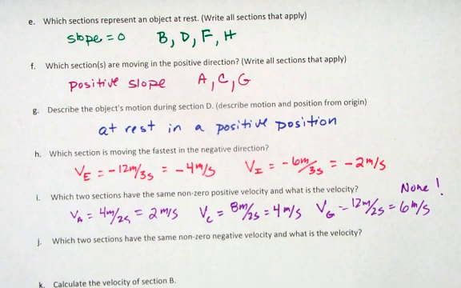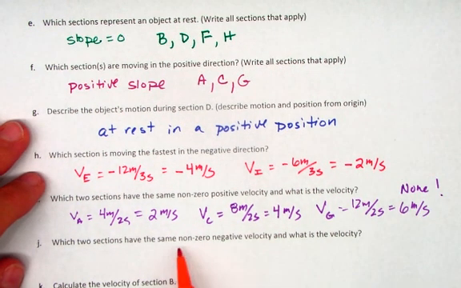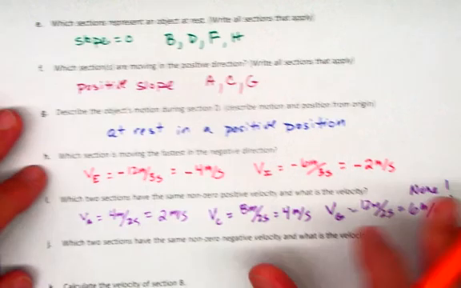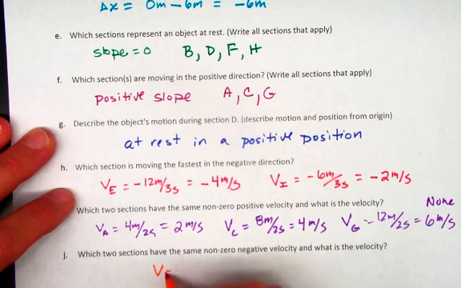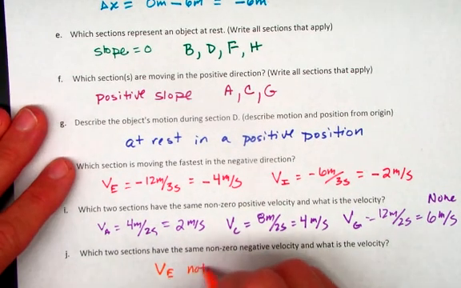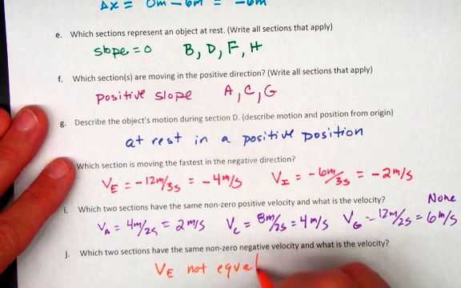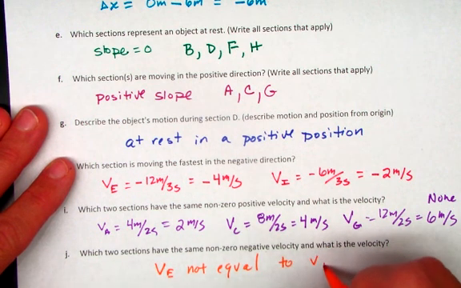All right. And then, which 2 sections have the same non-zero negative velocity, and what is the velocity? For the sections that are moving in the negative direction, there were only 2. We already found that the velocity of E is not equal to the velocity of I, so we already calculated that.